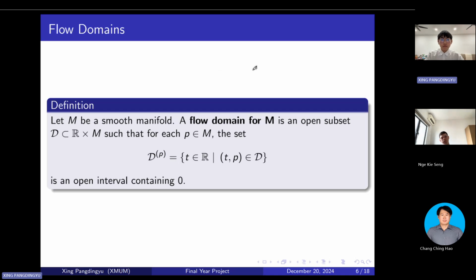So now let's go to the flows. Before that, we need to know what flow domains are. Let M be a smooth manifold. A flow domain for M is an open subset D of R times M, such that for each point p in M, the set D_p, defined by all t in R such that (t, p) is in D, is an open interval containing 0.